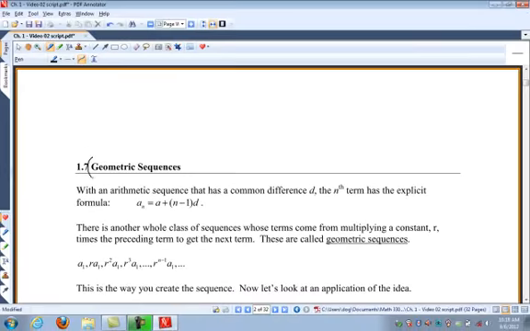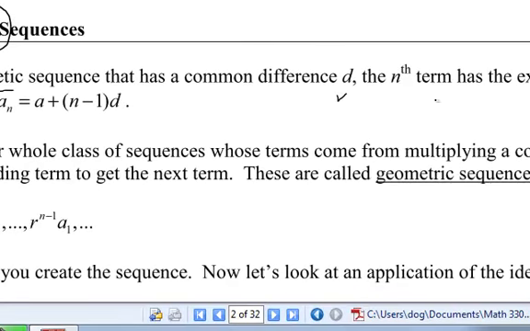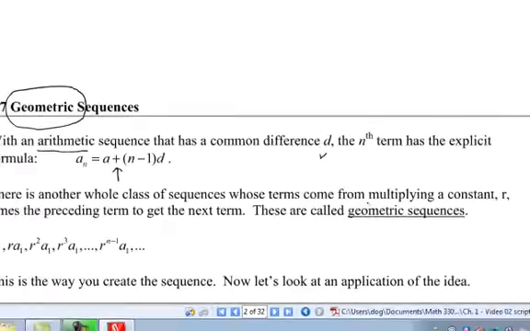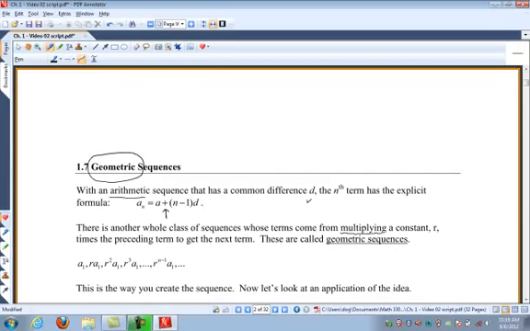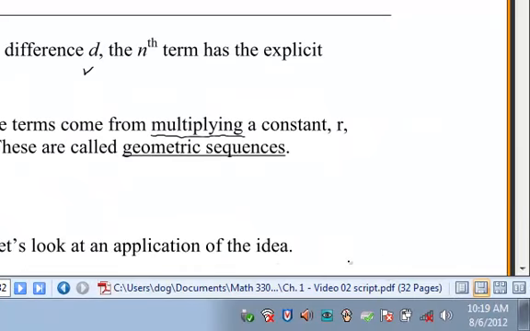This is geometric sequences, which is a new kind of sequence. We looked at arithmetic sequences. Arithmetic sequences have a common difference, d. The nth term has the explicit formula a sub n equals the first term a plus n minus 1 d. There's another whole class of sequences whose terms come from multiplying a constant r rather than adding a constant d. You multiply the constant r times the preceding term to get the next term.